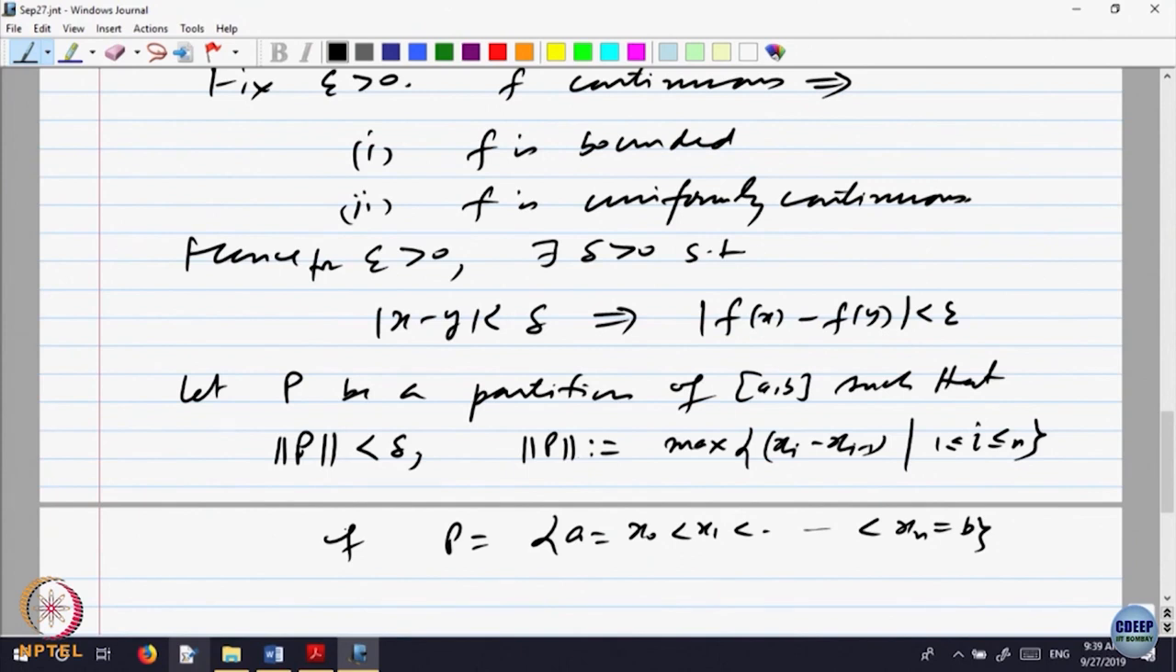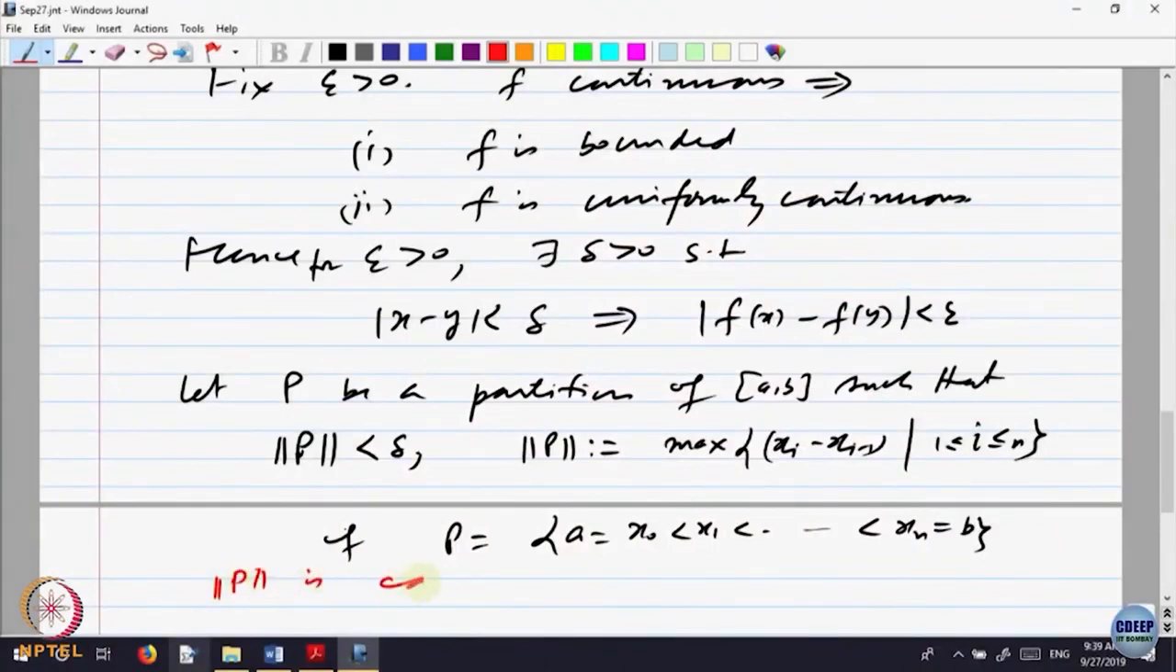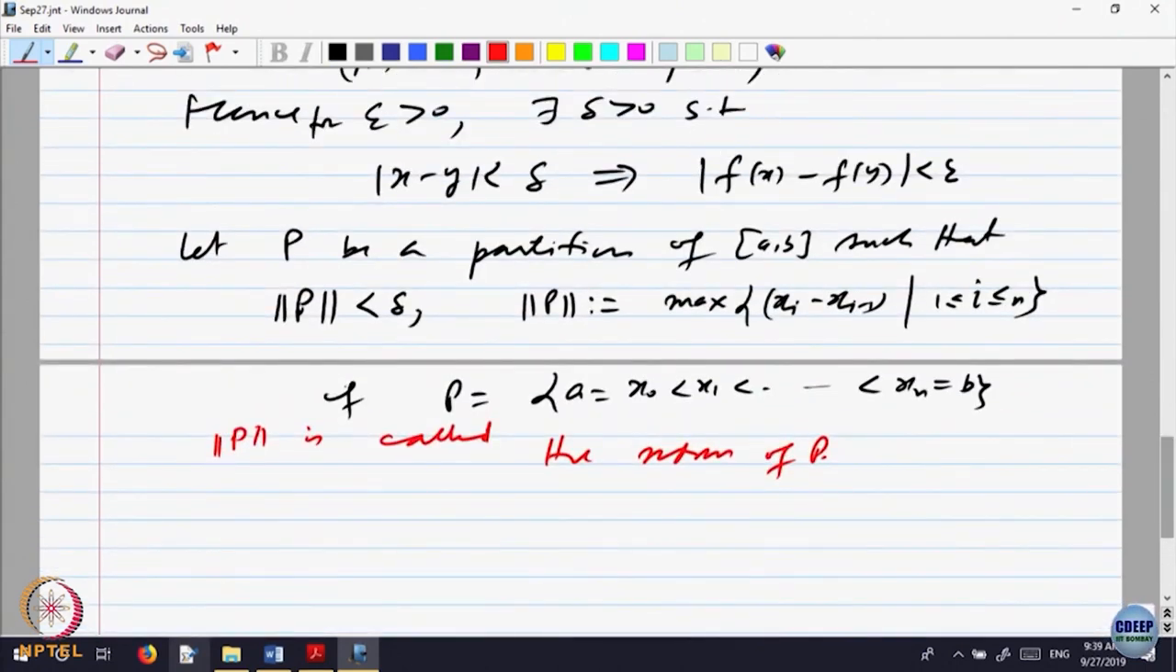So every partition divides the interval [a, b] into subintervals. So look at the maximum length of the subintervals, right? And that maximum length is called the norm of the partition. So uniform continuity says, given epsilon, there is a delta such that whenever two points are close, f(x) minus f(y) is close. So if we choose a partition whose norm is less than delta, then for any two points in a subinterval the distance will be less than delta, and hence the values will be close by epsilon, right.